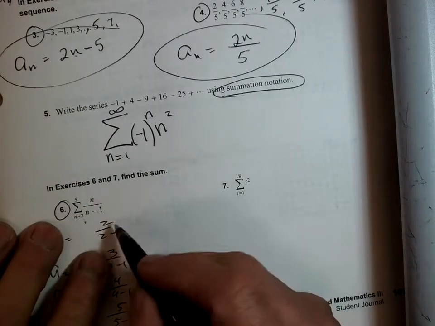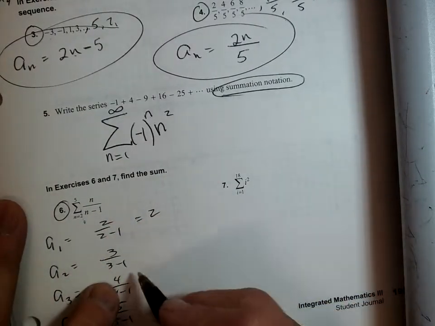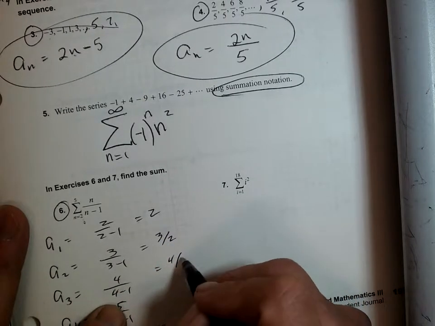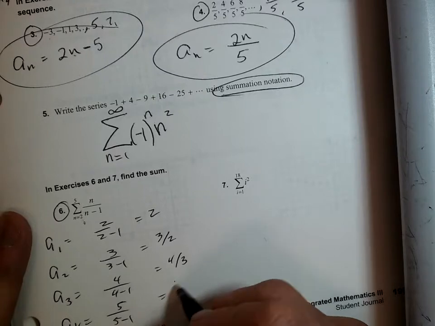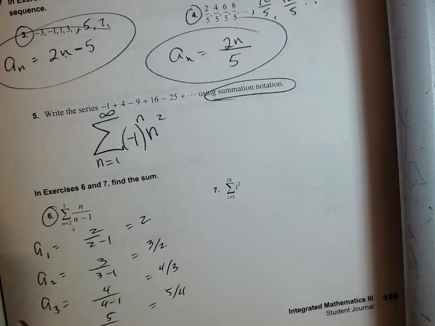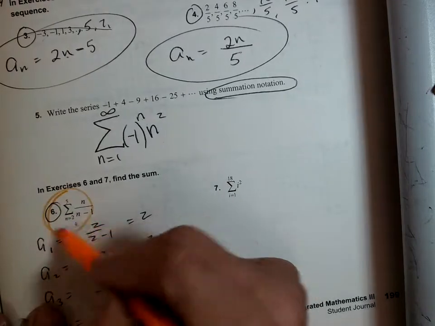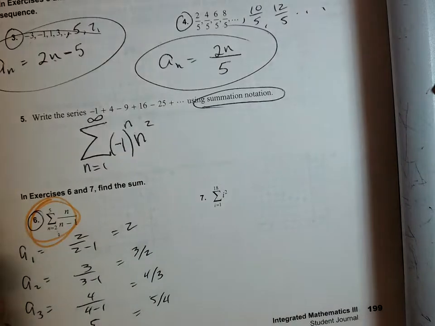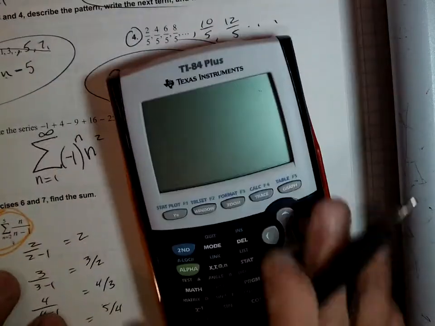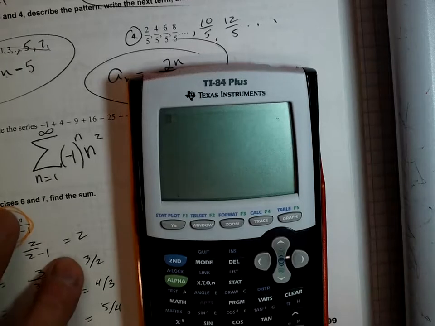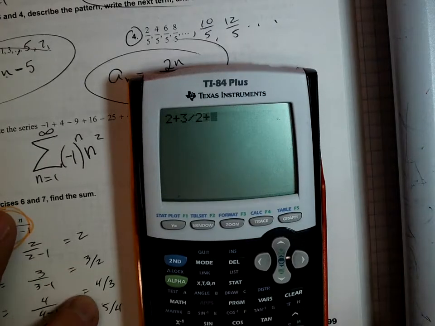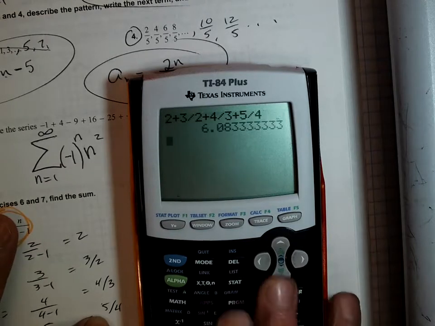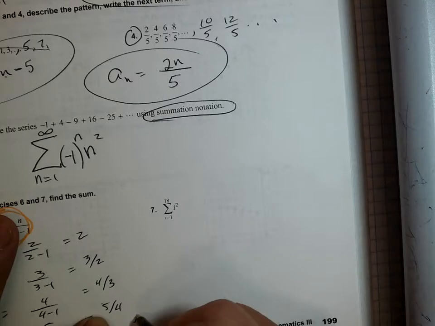So this is going to be 2 over 1, which is 2. 3 over 2, which is 3 halves. 4 over 3, which is 4 thirds. 5 over 4, which is 5 fourths. But I'm not done. You know why I'm not done? I have to add them all up. How do I know? Because it's the sigma. So I'm going to get my calculator and let it do the work: 2 plus 3 halves plus 4 thirds plus 5 fourths, and I get an answer of about 6.08.